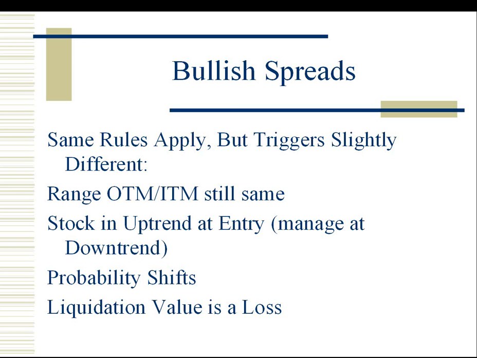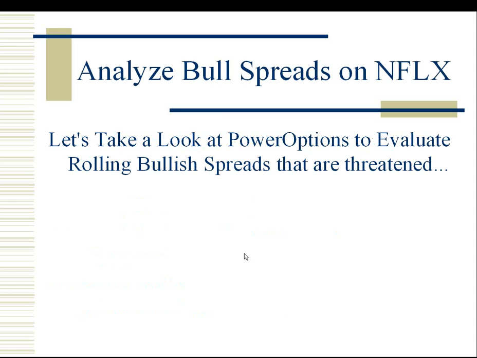At the time, I want the stock to be in an uptrended entry. Okay, so I open a bullish spread, I'm going to try to go with the trend. I'm going to look for stocks in an uptrend. But again, my trigger might be if the stock now shifts and is in a downtrend. I would have looked for a probability of 70, 75% or higher for my bull spread. But if that shifts, the stock drops, and now we're only at a 50 or 55% probability, that would be a trigger. And of course, the liquidation value is a loss as well.